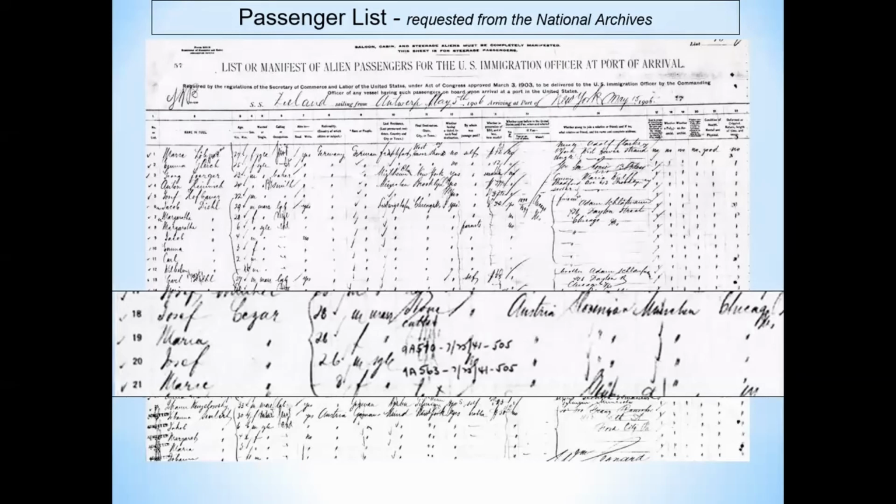But it was a disappointment because I was hoping to see the town that they had come from in Austria listed on this passenger list. And instead I get Munich. But anyway, let's move on to naturalization papers.